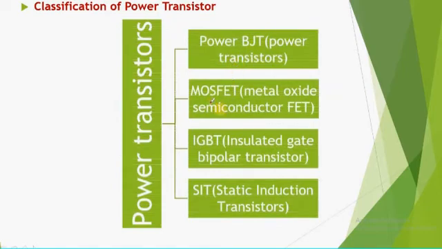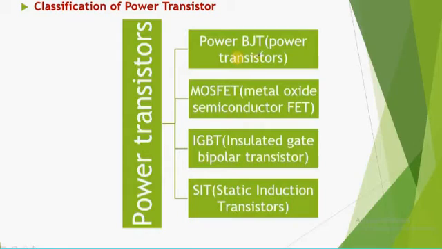And power transistors are classified into 4 types. First one is power BJT. Second one is MOSFET, that is metal oxide semiconductor field effect transistor. Third one is IGBT, that is insulated gate bipolar transistor. And last one is SIT, that is static induction transistor.